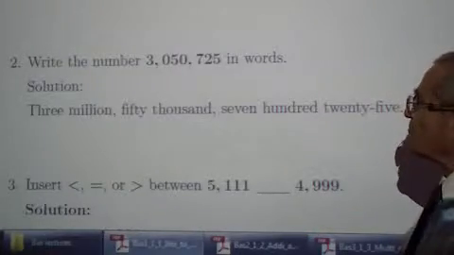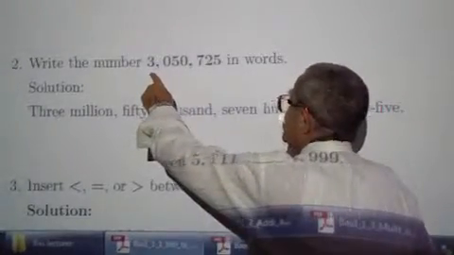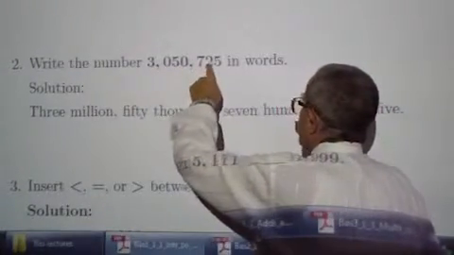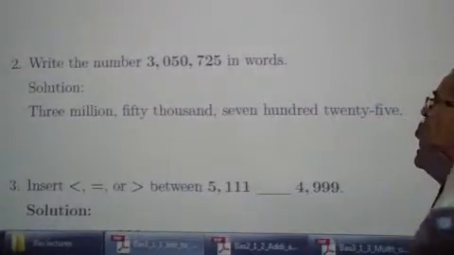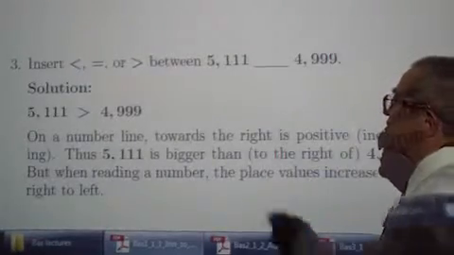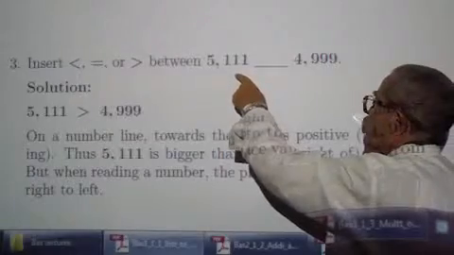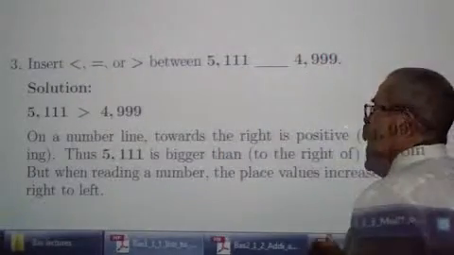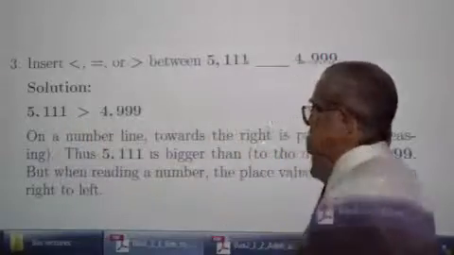In problem 2, we wanted to write the number 3,050,725 in words, with 25 with a hyphen here. And in number 3, we wanted to insert a less than, greater than, or equal sign between 5,111 and 4,999. And the 5,000 is greater than the 4,000.